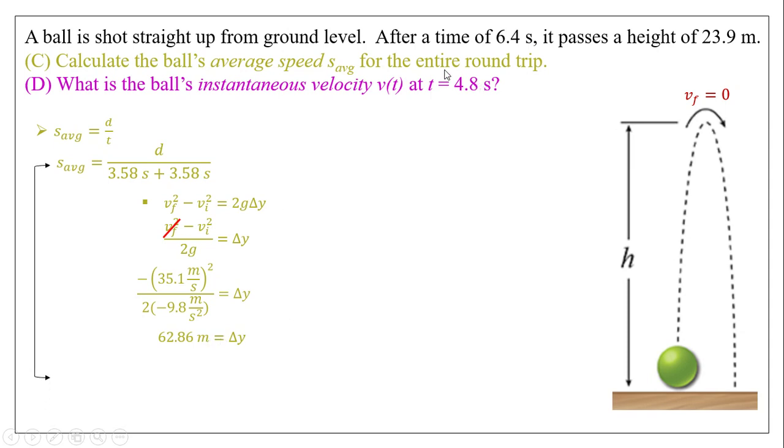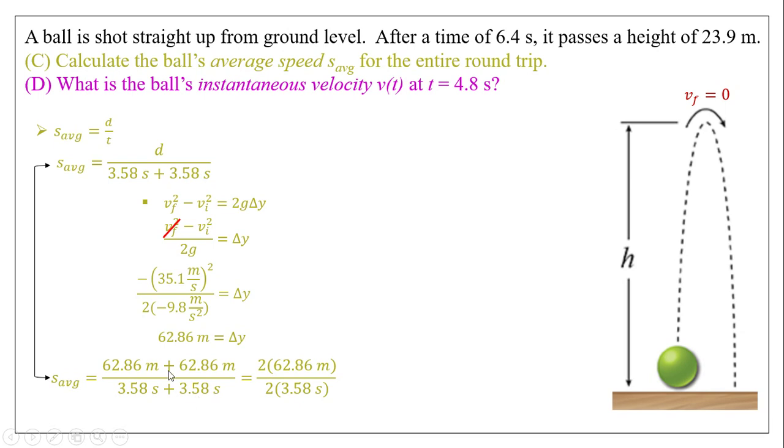It says round trip. So round trip would imply you need to add the distance up and the distance down. So here in my next work, in the numerator, I have 62.86 meters plus the distance down, which is 62.86, again due to symmetry. The denominator hasn't changed because I just took the time to go up and added the same time to account for the whole entire trip.